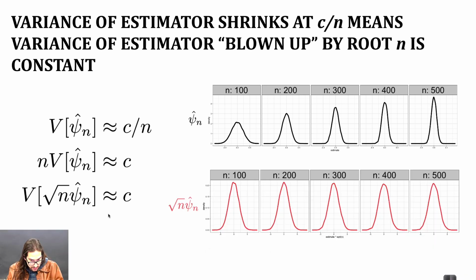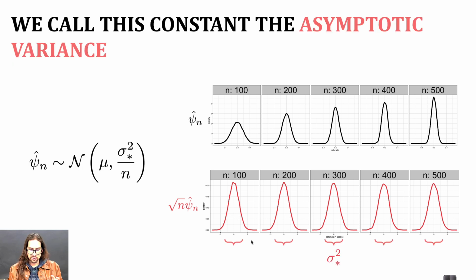But what this says then is that if you take this estimator and you blow it up by root n, so you get whatever your mean is, and then however many data points you had, take the square root of that, multiply it by that mean, and then look at the sampling distribution of that thing. As you increase n, the variance of that sampling distribution will be constant. So this is always the same. And that number, whatever that is, is what we call the asymptotic variance, or asymptotic sampling variance.